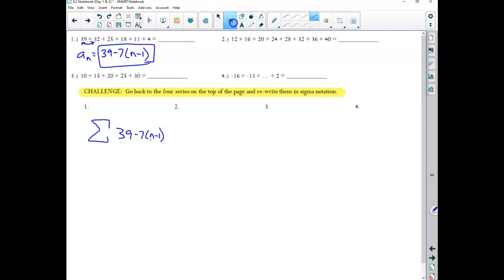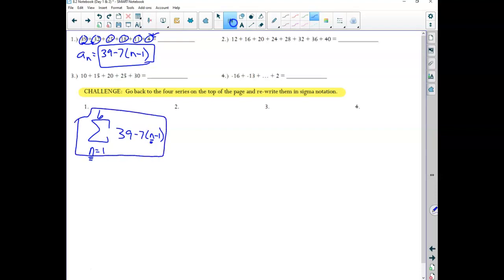So that's my rule, and my rule goes here. Okay, and notice I have an n there. So my first one is going to start with n equals 1. Notice I made my index the same as a variable here. I can make them i's if I want. And then my last term, there's 1, 2, 3, 4, 5, 6 terms. So I'm going to put a sub 6 because that's my last one on top. And that would be my sigma notation.